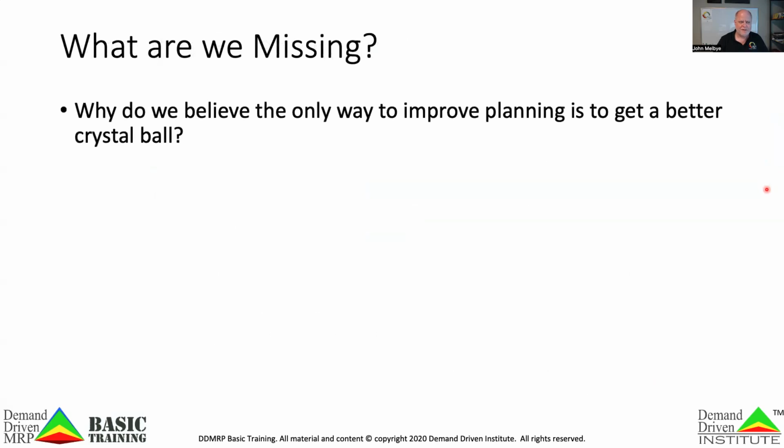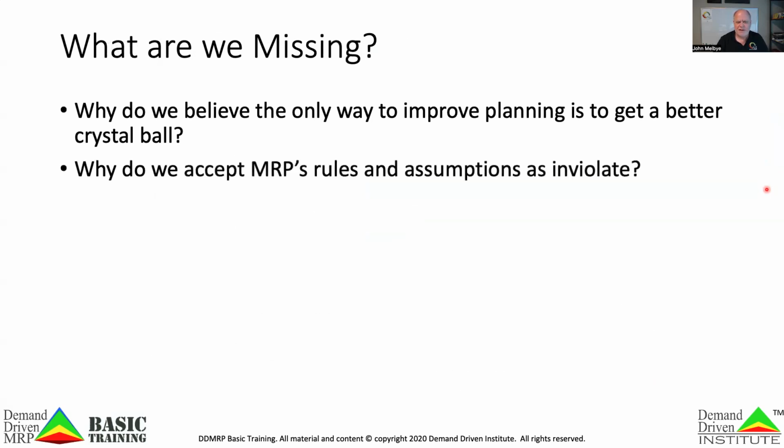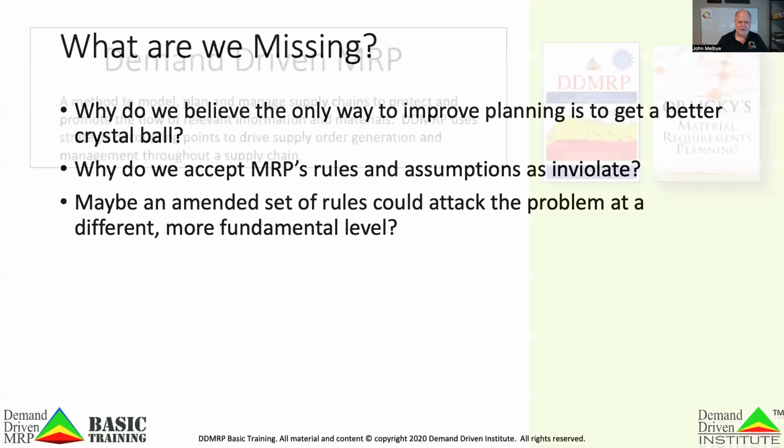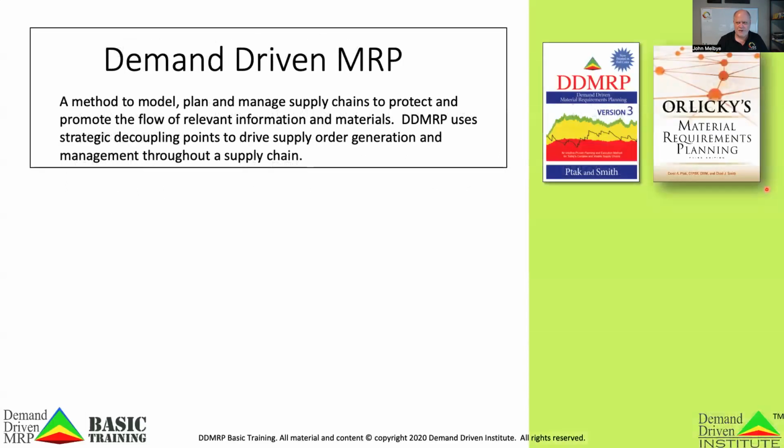What are we missing? Why do we believe the only way to improve planning is to get a better crystal ball? Why do we accept that MRP's rules and assumptions are unchangeable? Maybe if we amend a set of rules, we could attack the problem differently at a more fundamental level. This leads into my introduction to demand-driven material requirements planning.